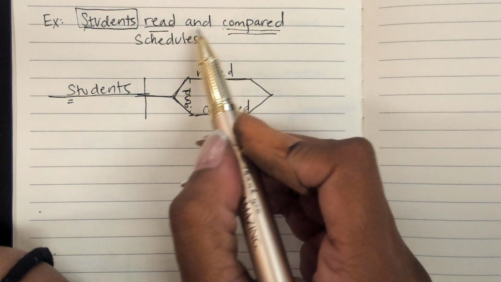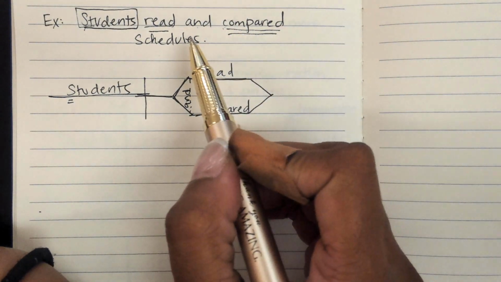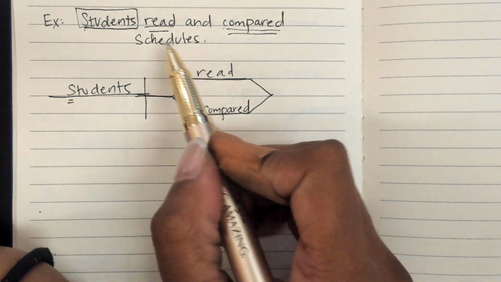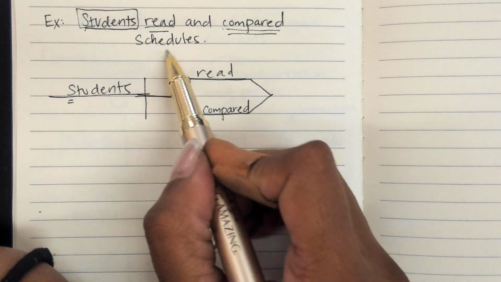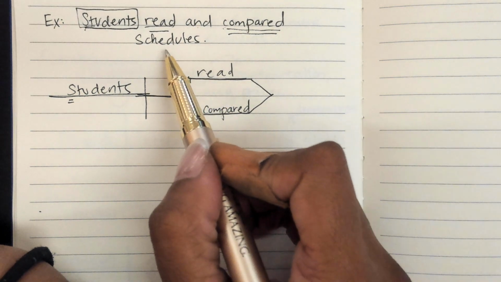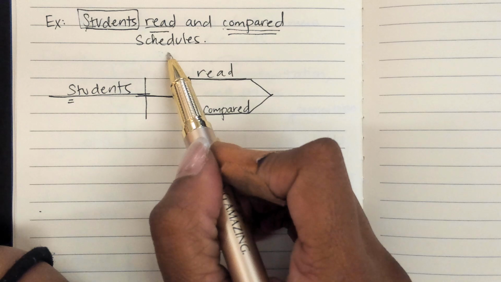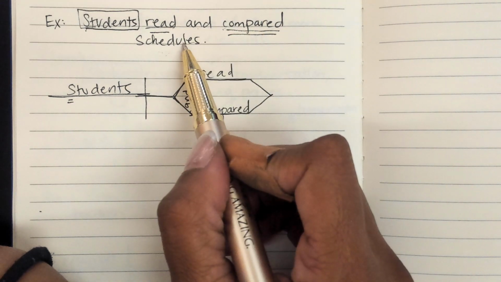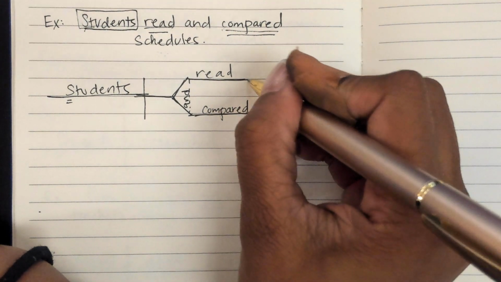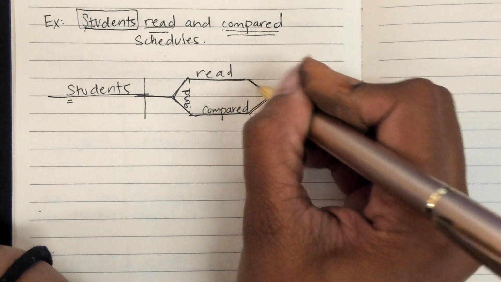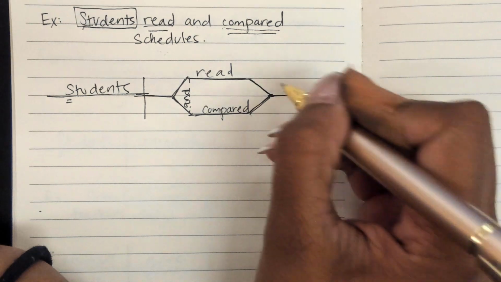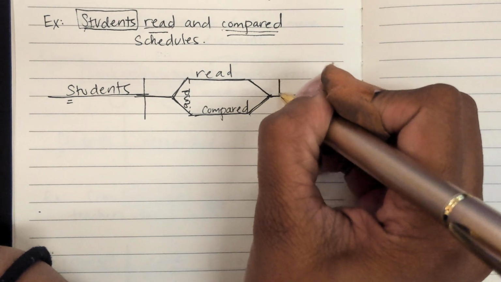Okay, we're not done yet. So the students read and compared. Yes, they did. However, what did they read and compare? Yes. We have schedules. This is our direct object. They are receiving both of those actions. So let's go ahead and diagram this. Perfect.